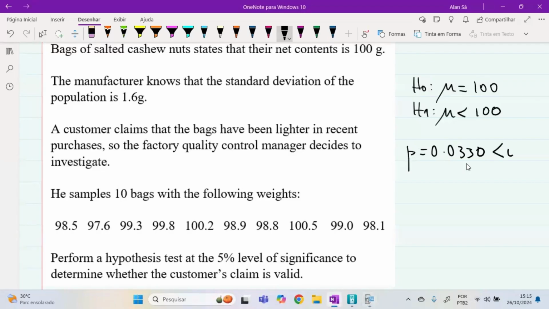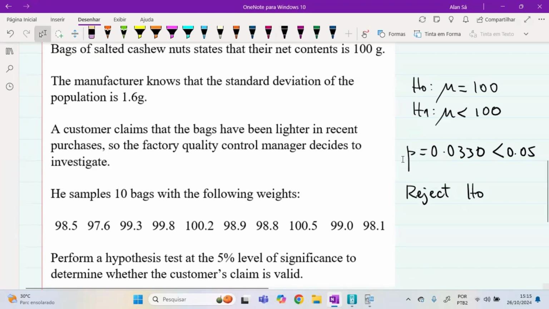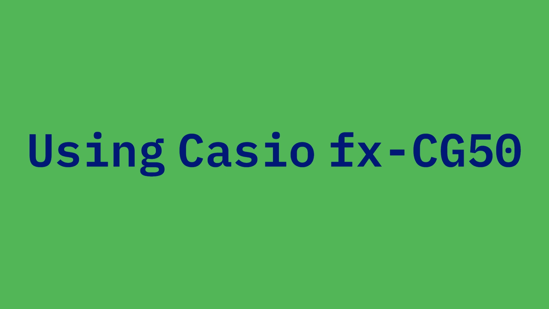Again, this is less than 5%. Again, we would reject the null hypothesis and then say that the customer's claim is valid. The same calculations could have been done in a Casio calculator.